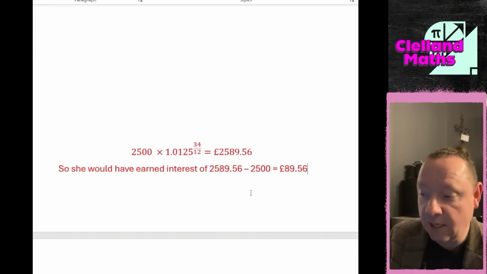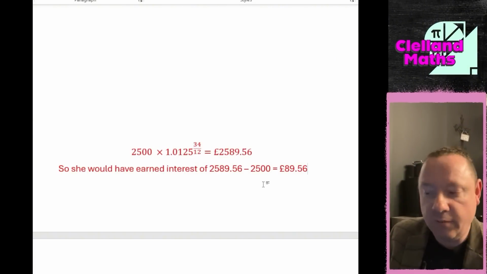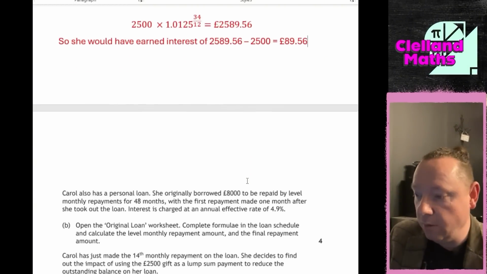But I need to read the question. It says how much interest. So I need to take away the original amount you had, which is 2,500, which will give you £89.56. Hopefully that's quite easy. And we can move straight on to the actual Excel part.